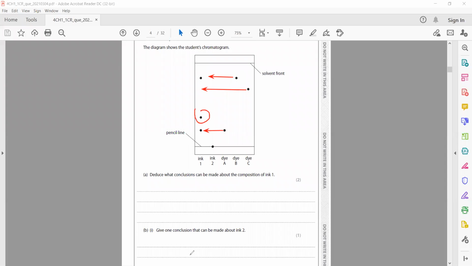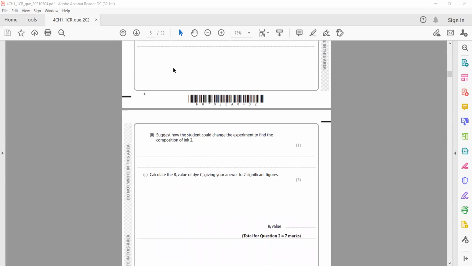we don't know. Give one conclusion that you can make about ink 2. What conclusion can we make about ink 2? Because ink 2 remains on the origin, we can say that it is insoluble in water, it does not rise. Suggest how the student could change the experiment to find the composition of ink 2. Because water is not a suitable solvent for ink 2, as it is not soluble in water, we can use any other solvent and repeat the procedure.